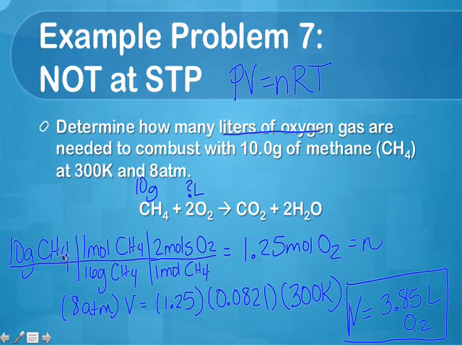So in this one, we had to do the stoichiometry first, and then we did PV equals nRT last. So it just depends on the question, what they're asking you, what you're given to start with, whether you use PV equals nRT first or last. And then also it depends if you're at STP, whether you can just use the shortcut of 22.4 liters in a mole.